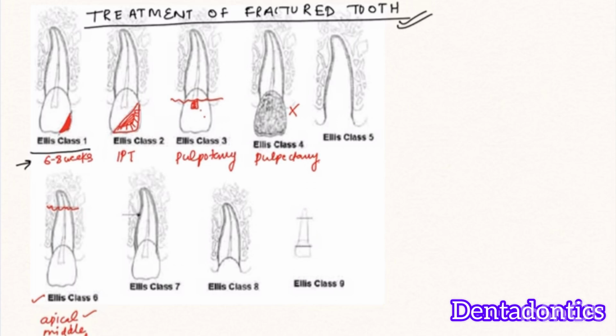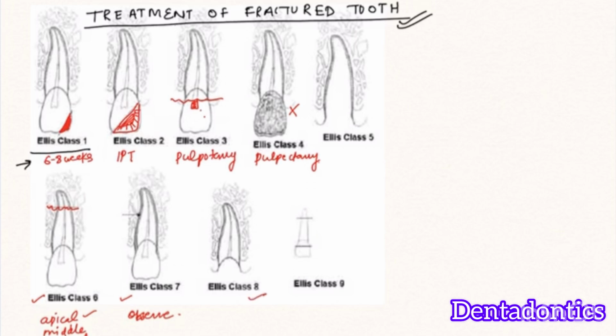Then Ellis class 7, here there is displacement of teeth without fracture. In this case we will observe the tooth, and if the displacement is interfering with the other tooth, we will extract the tooth.